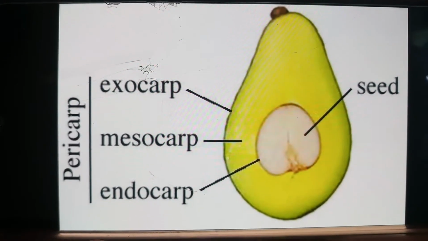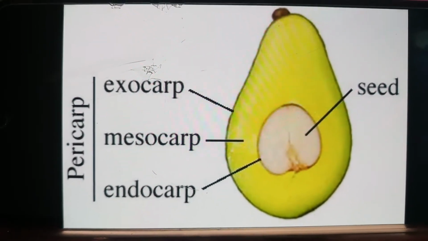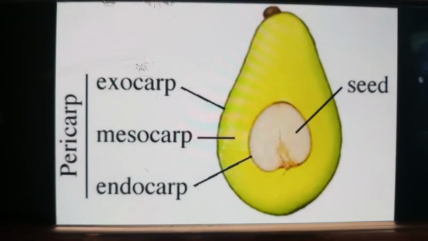Hello everyone, let us see the parts of a fruit in this video.